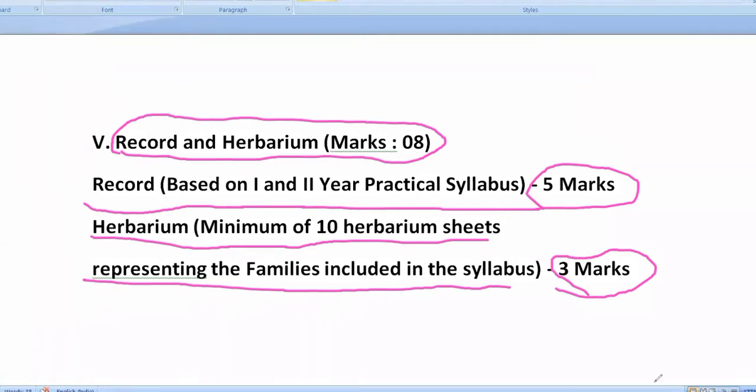In previous years they gave 2 marks, but this academic year, due to COVID, they have increased the marks for herbarium. So herbarium has 3 marks, record 5 marks. Total for record and herbarium is 8 marks. This you have to keep in your mind. So only 10 sheets we have to prepare. You can easily collect the plants and easily prepare the herbarium. So you can go through that.